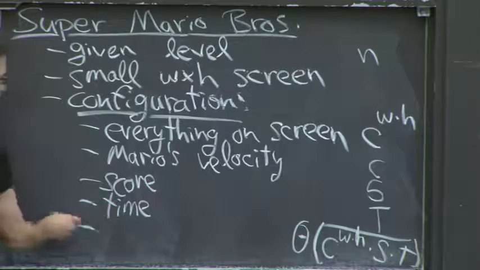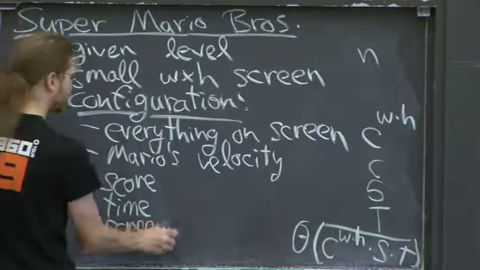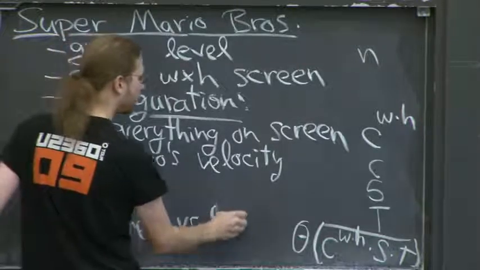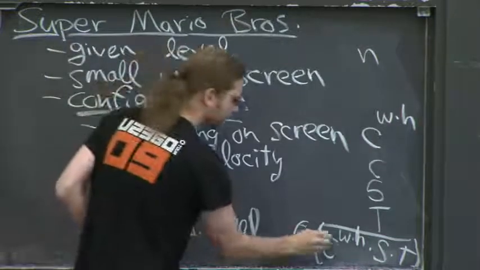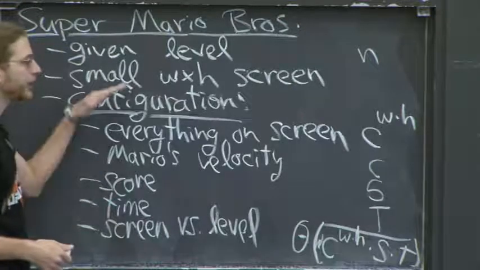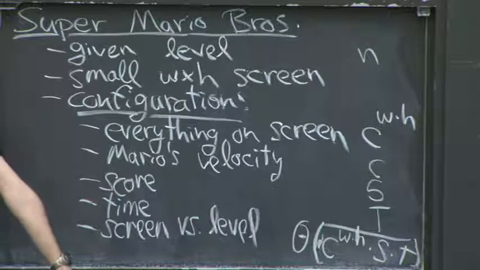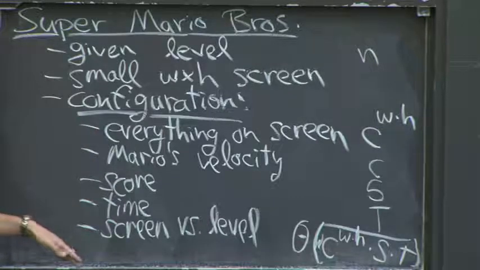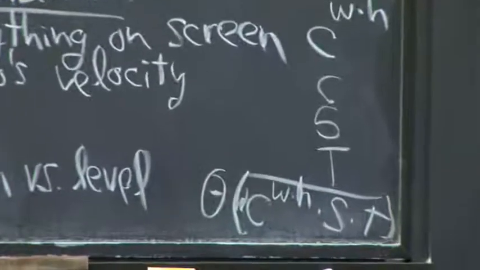I guess we should also write down where the screen is relative to the level. How far to the right have you gone? That's another W. That's not a big deal. Given this information, you sort of know everything you need to know about playing from here on. And the time counter is always going to keep ticking. So you can draw a graph of all configurations. Just enumerate all of these things. It's this many of them.